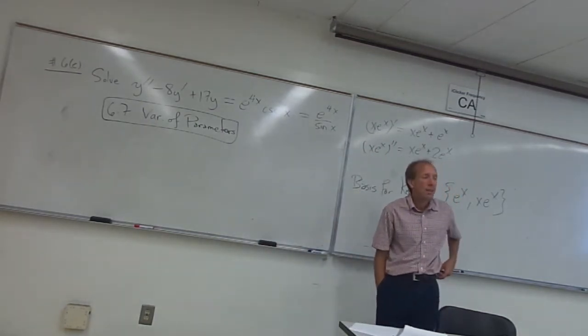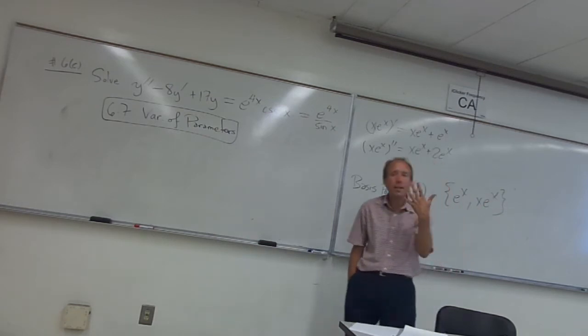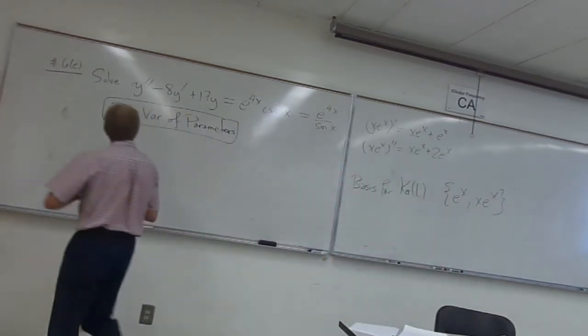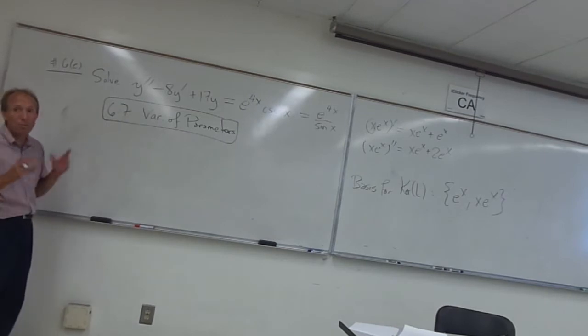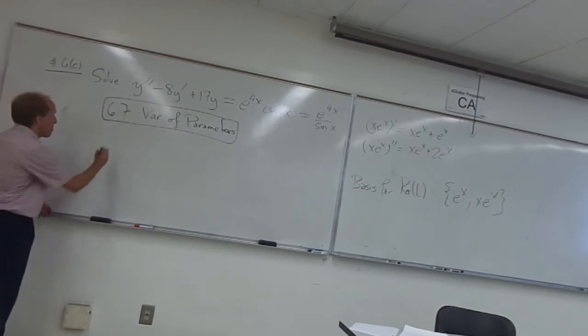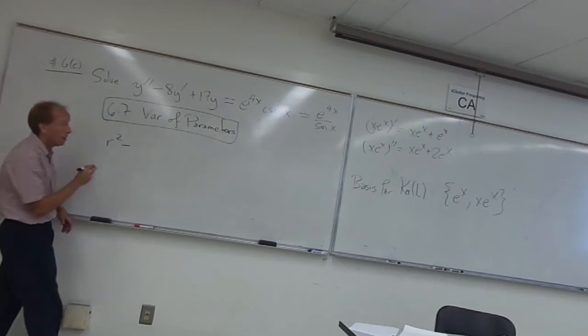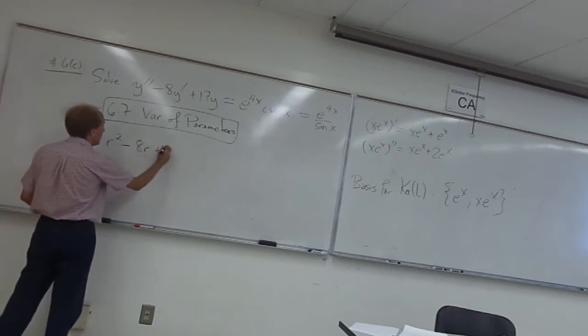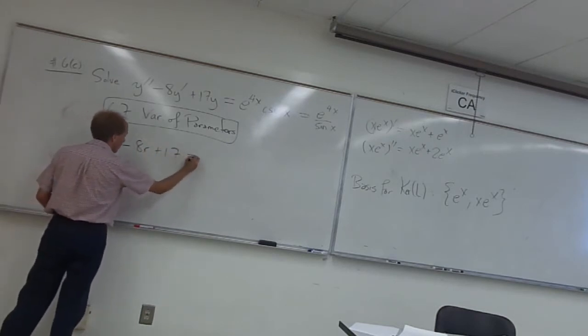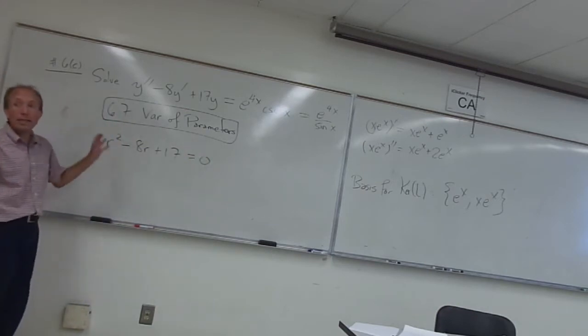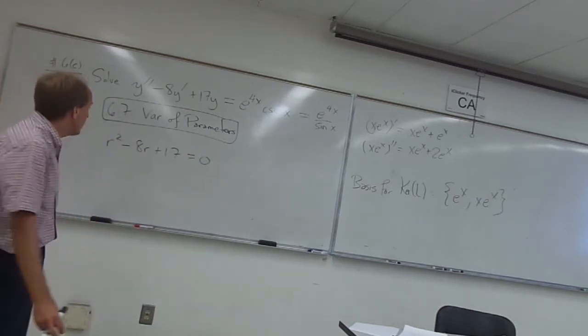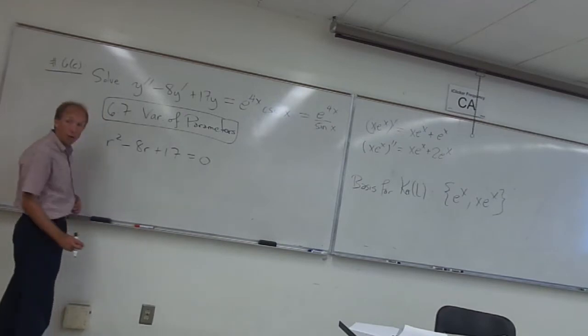Find y_c. Right, the same as the annihilators. You find the complementary function first. So to do that, what are we going to write down first? R squared minus 8R plus 17 equals 0. Now that one does not factor nicely, but we can find the roots using the quadratic formula.